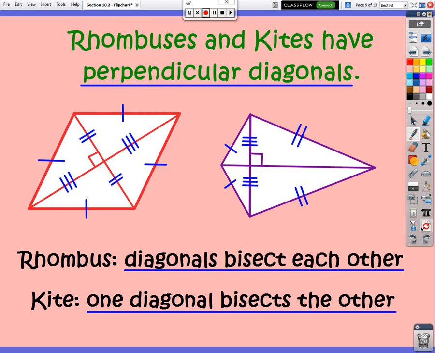Now, the kite, on the other hand, only has one diagonal that's bisected. And in my picture, it is this diagonal that is being bisected. And if things were drawn to scale, you could easily tell, hopefully, that this little piece and this piece clearly are not congruent to each other. Okay? So all of these properties I will have marked for you in your pictures. So you don't have to worry about memorizing these yet, not until we get later on in the school year.